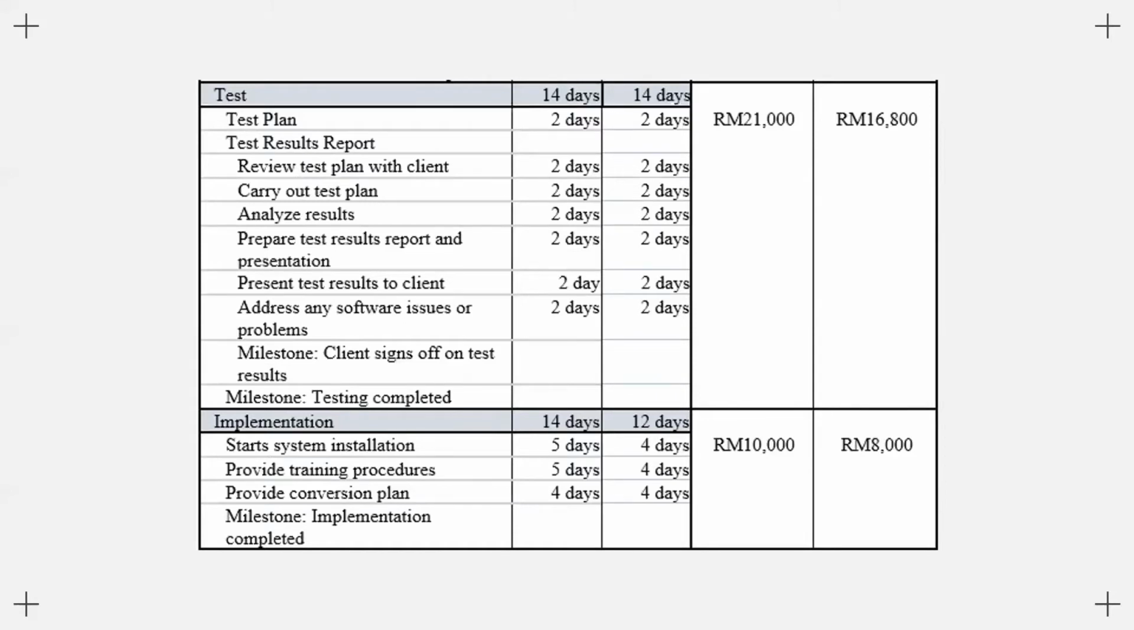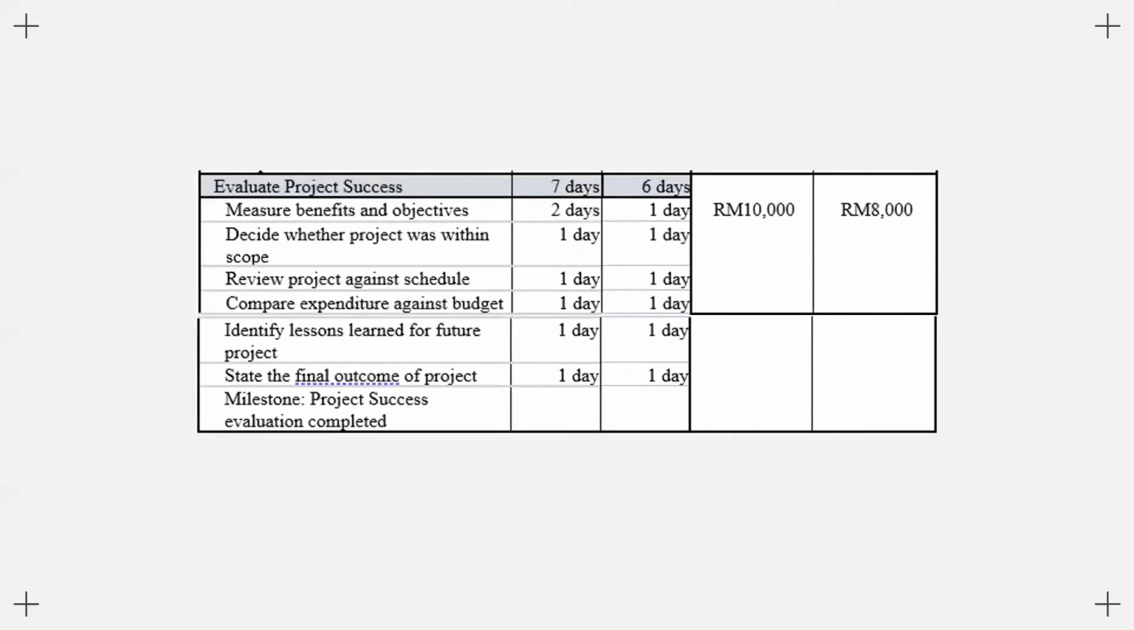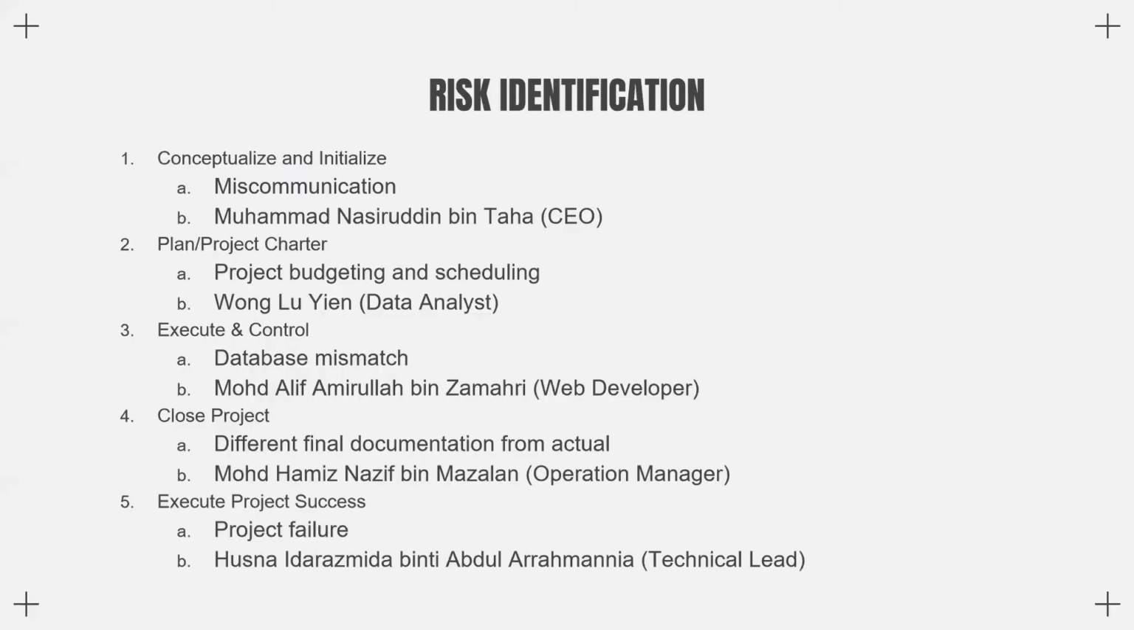revised budget is 8,000. For the close project, the original schedule is 14 days and the revised schedule is 9 days. The original budget for close project is 10,000 and the revised budget is 8,000. For evaluate project success, the original schedule is 7 days and the revised schedule is 6 days. The original budget for evaluate project success is 10,000 and the revised budget is 8,000.